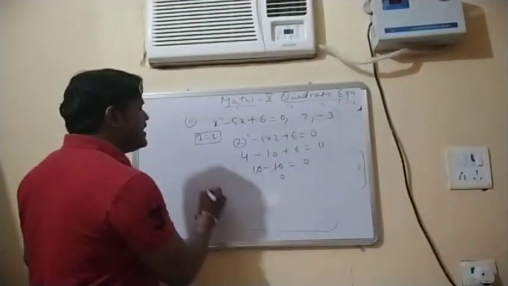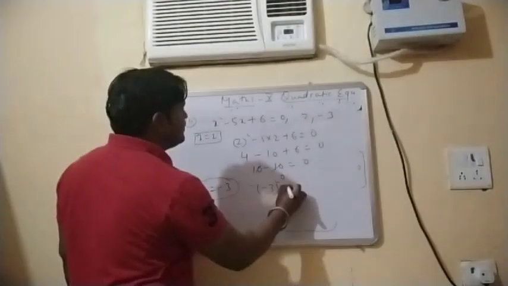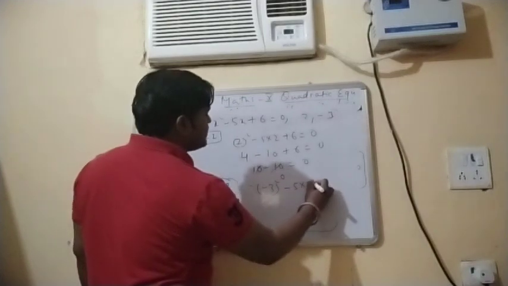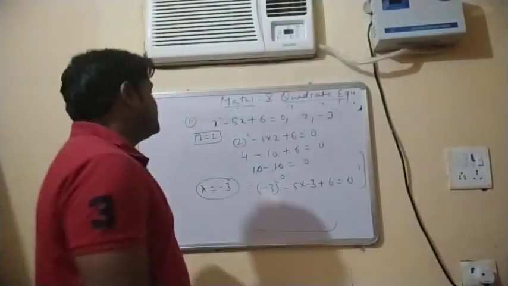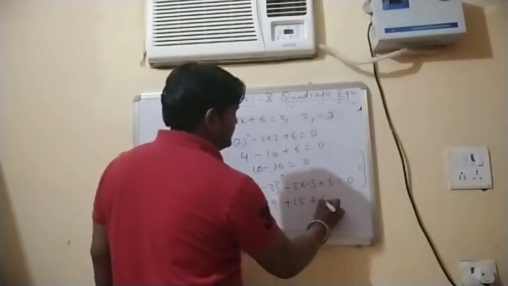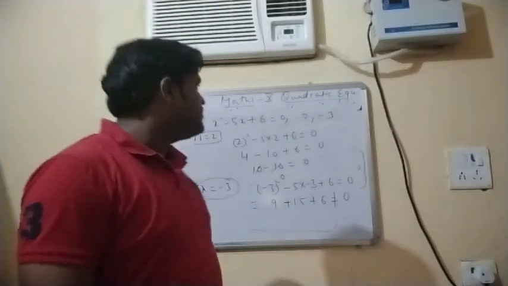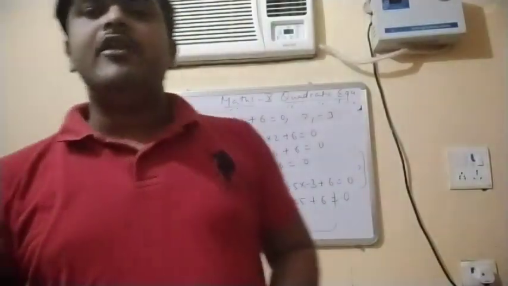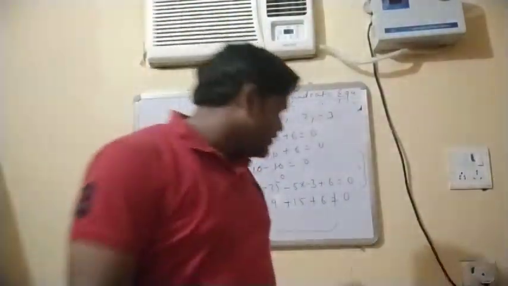Now I'm substituting minus 3 in this. So this will become minus 3 square minus 5 into minus 3 plus 6 is equal to 0. So on solving this, you will get 9 plus 15 plus 6. That is not equal to 0. This will not be equal to 0. So this is how you have to do question number 2. You directly have to put the value of x, whatever is given, and on substituting this, if this comes to 0, this will be the root of the equation.